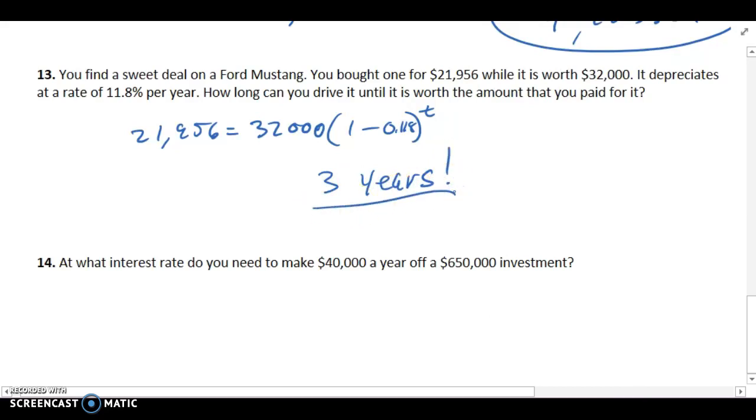So if you're really savvy with some salesmen and you can get them to come down on the price enough, you could actually buy a car, drive it around for a while, and then resell it and lose no money. So if you had this car for 3 years, you would lose no money because you got it for a good deal. So that's a good way to save money, I guess.